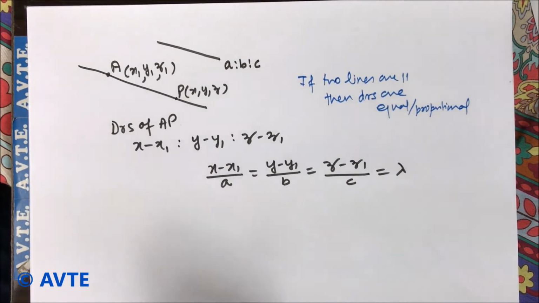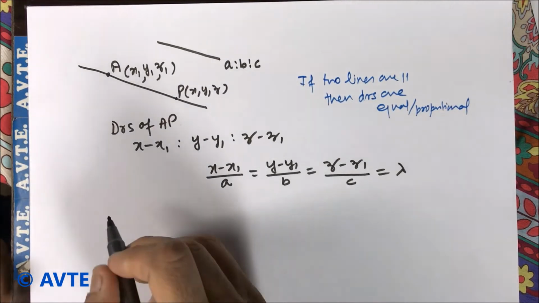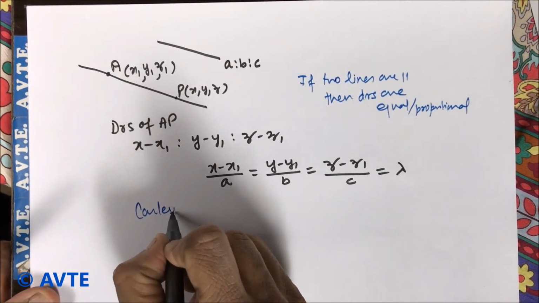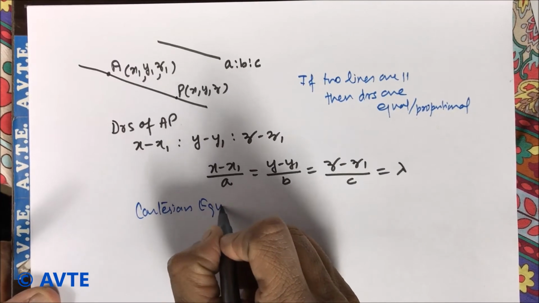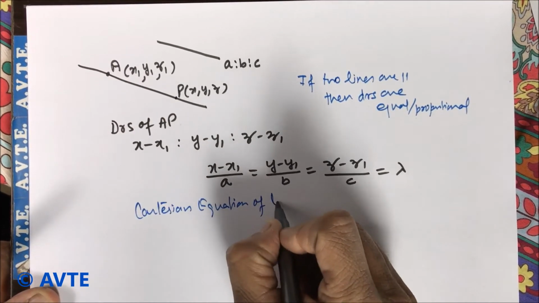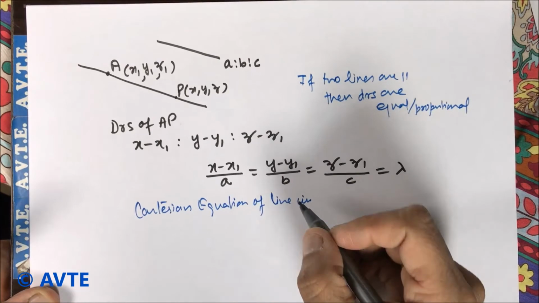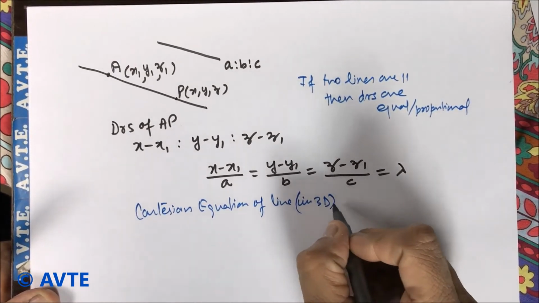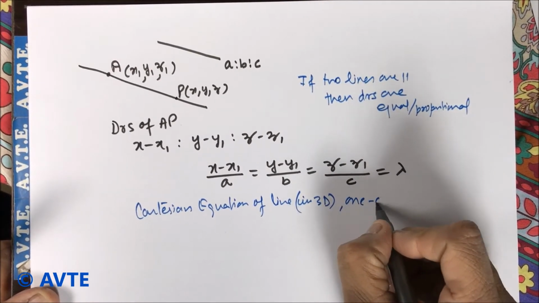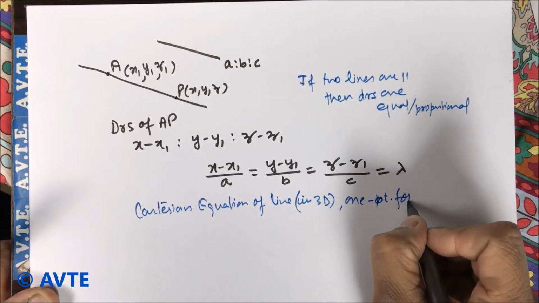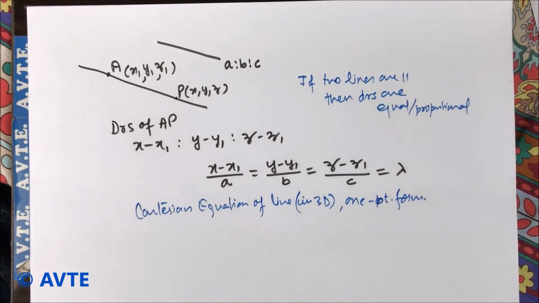So this becomes the Cartesian equation. Now this is the Cartesian equation of a line in 3D, and this is also the one-point form. Okay, now initially we will learn their examples, and then we will try to connect them. Now what is the connection between them?